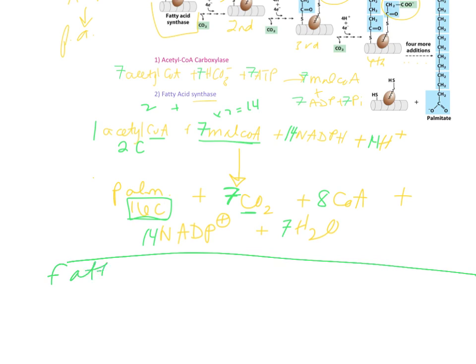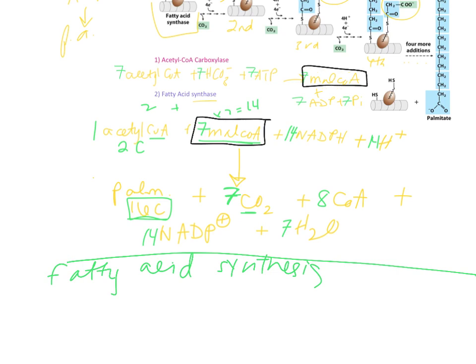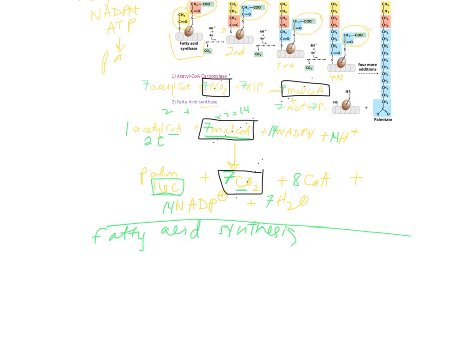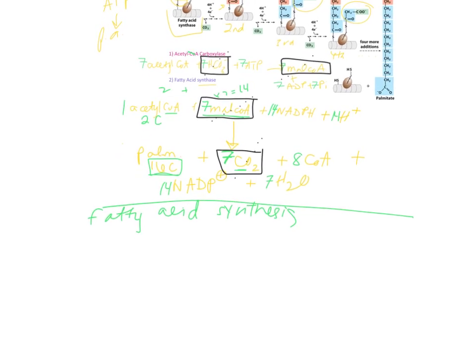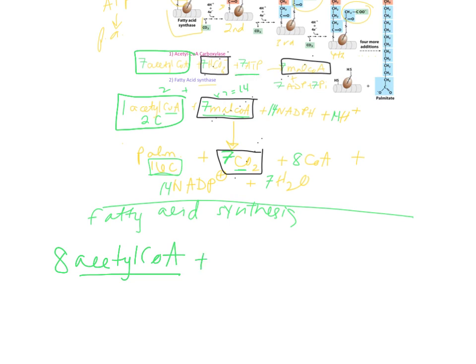Okay, so this is going to be fatty acid synthesis. We're going to cross some things out that are on both sides of the equation. You'll notice that mal-CoA is going to cross out with that mal-CoA. This HCO3 minus is going to cancel out that CO2, their equivalents. And nothing else is the same on both sides. So what I'm left with is 7 of those and 1 of those, which means I need 8 acetyl-CoAs, I need 7 ATPs, and 14 NADPH.